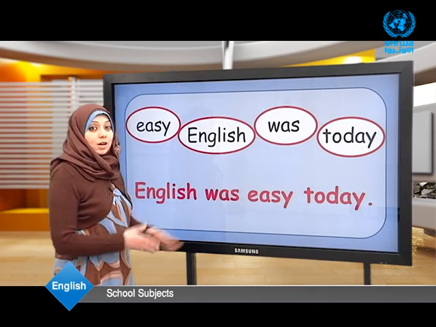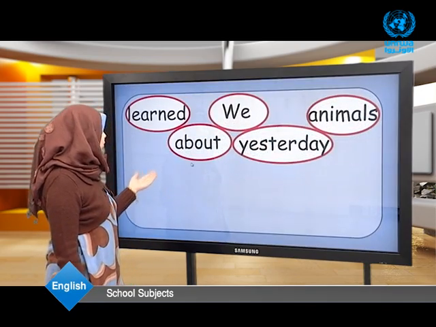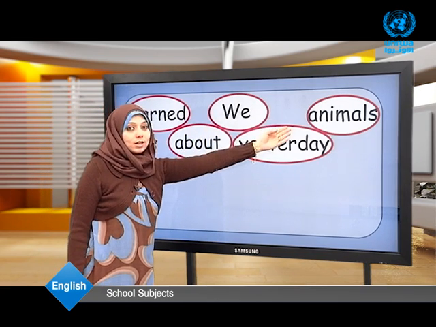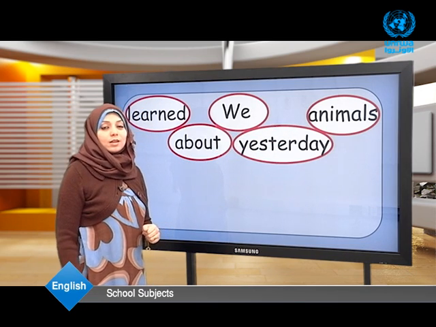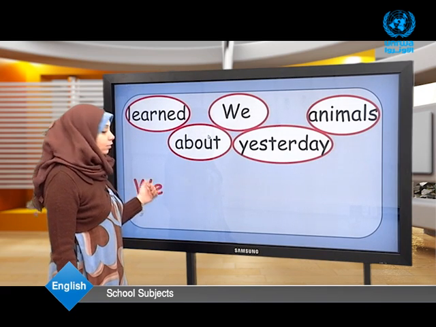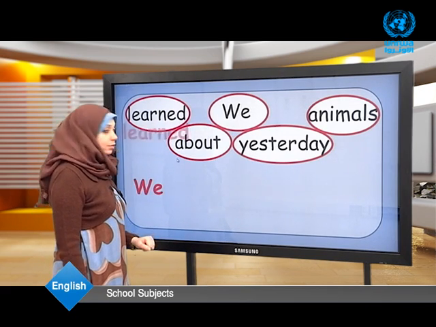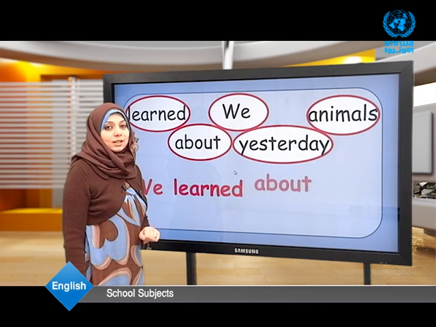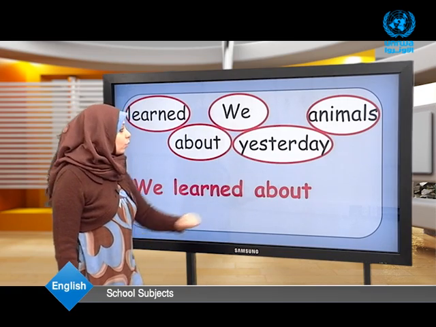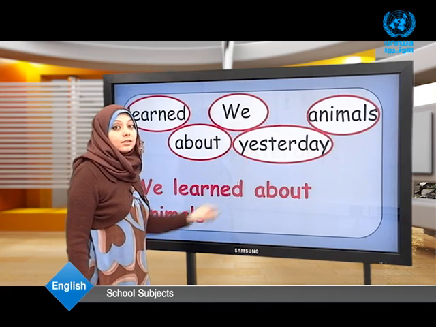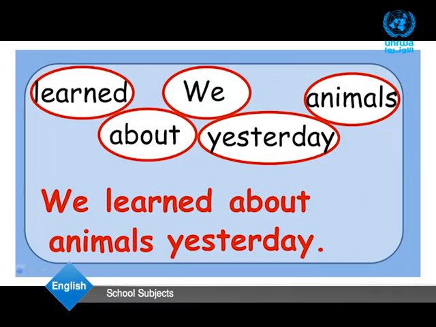Very good. What about the second one? Look carefully. We have learned about we yesterday, and we have this word, animals. Okay, we should start with we. We and the verb learned. We learned. We learned about. Excellent. We learned about animals. We learned about animals when? Yesterday. Again, we learned about animals yesterday.